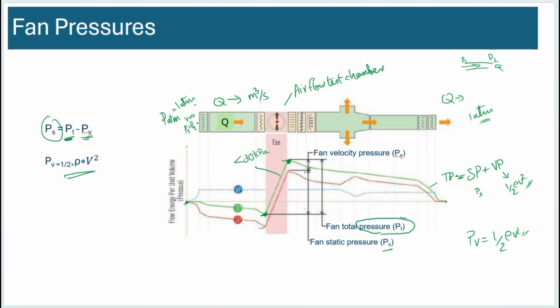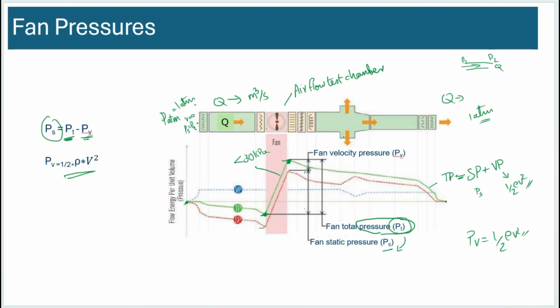So the main variable is the fan total pressure. Fan static pressure is derived using that. So the thing you have to measure is the total pressure before and after the fan, and then the velocity of the flow after the fan. Those are the variables that are used to define a fan's performance.